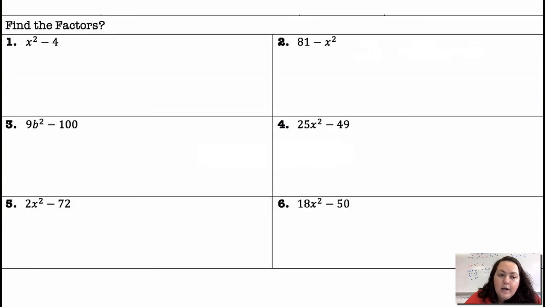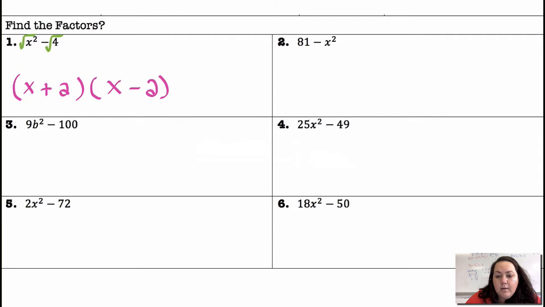Find the factors. x squared minus 4. I know it's going to be a positive for one of my factors and a minus for the other factor. I'm going to take the square root of both terms. The square root of x squared is x, so each factor gets an x. The square root of 4 is 2, so each factor gets a 2. So my solution is x plus 2, x minus 2.